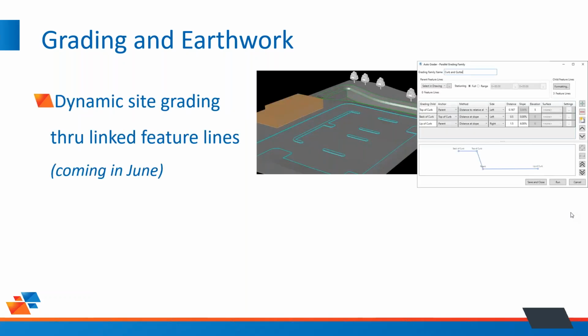Well, one of the tools that Colin mentioned that's coming out real soon, in fact, in early June we're anticipating, it's going to revolutionize the way you guys grade your sites. Through linked feature line sets, we're going to be able to do dynamic site grading, where you get to spell out basically relationships, or what we call grading families, that perhaps say, here's a scenario of a curb family. Think sub-assemblies for corridors, but it works in site situations, right?